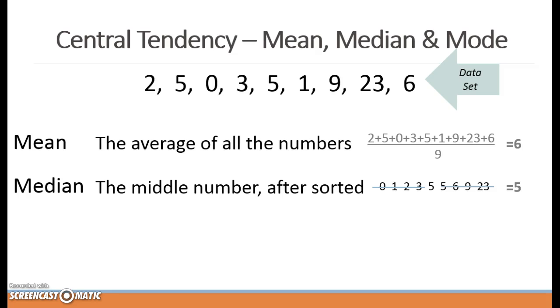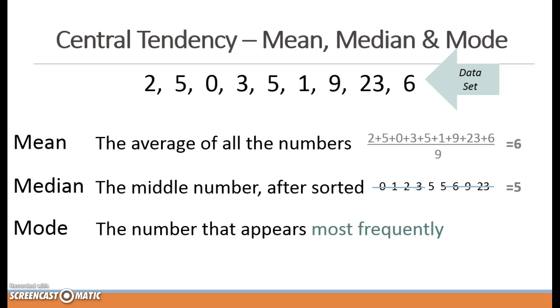Now if there happens to be an even number of numbers, like 8 or 10, to find the one in the middle, you'll have to add the two together and average them out. And we'll discuss that more in class tomorrow, so don't worry about it right now. So median is 5. Now the last one is the mode.